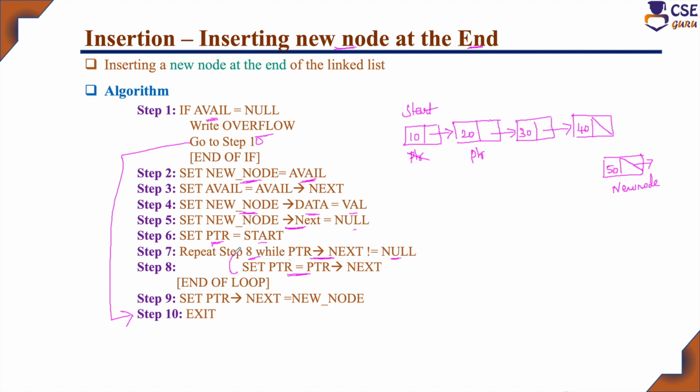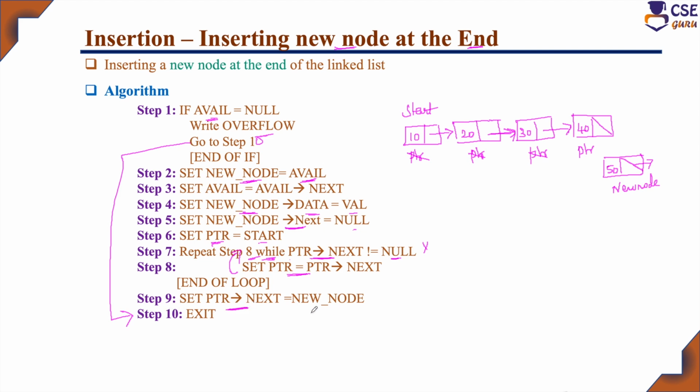In the next iteration of the while loop, PTR of next not equal to null. Yes, condition is true. So set PTR as PTR of next. Now check PTR of next not equal to null. Yes, condition is true. Then set PTR is equal to PTR of next. Now PTR of next, this is the next pointer, not equal to null. Condition fails here. PTR of next equal to null now. Okay, then exit this while loop. So go to step 9.